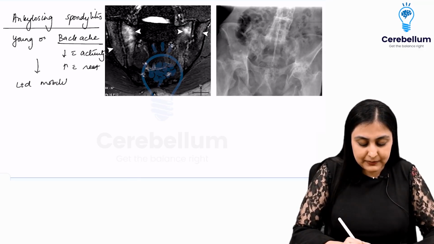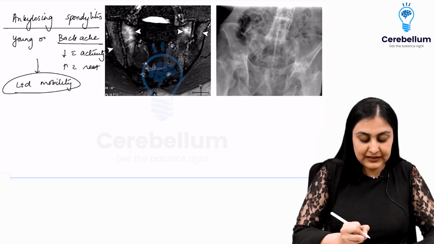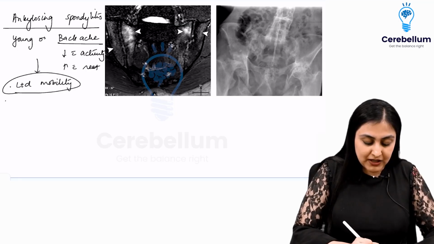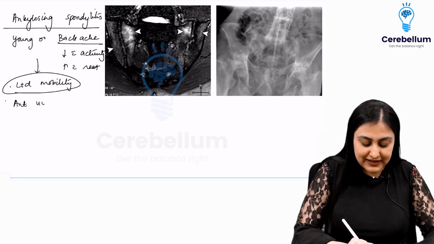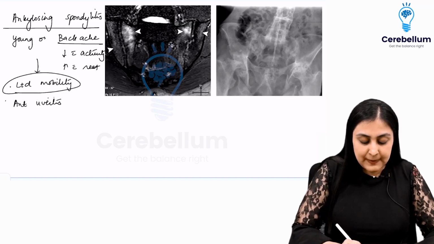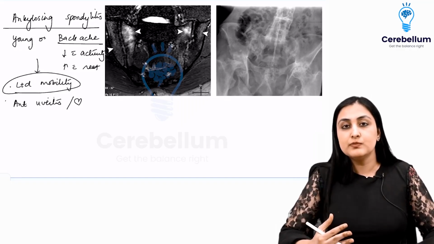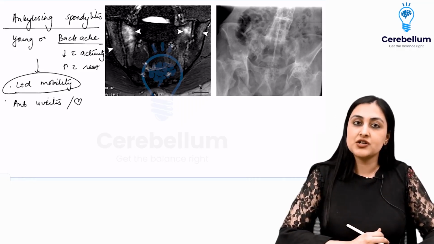So now there's going to be limited mobility of the spine. You can also have limited chest expansion, which is associated. There could be other systemic manifestations like anterior uveitis. There could be associated cardiovascular issues in the form of conduction block. There could be valvular lesions which are associated.